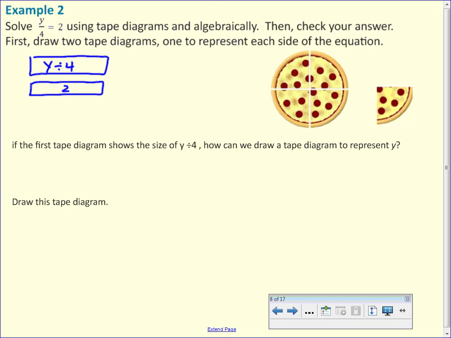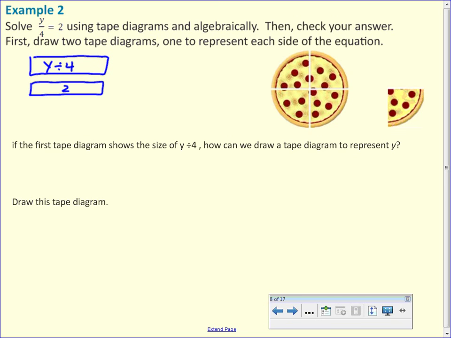Now, if this first tape diagram shows the size of y divided by 4, how can we draw a tape diagram to represent y? So think about what y would be if this is y after it was divided by 4. Well, let's take a look at this pizza to help us. This pizza was divided by 4, correct? So here is a piece of it. This is y after it was divided by 4.